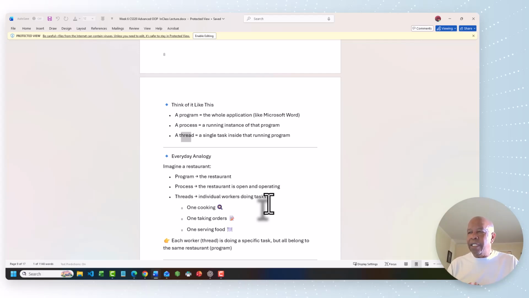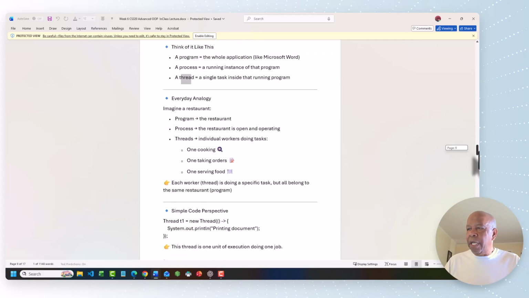Each one of those is a task. Okay, I can put those on separate threads so they're not interfering with each other. Now, one thing I can also do is run those in parallel. I can cook at the same time I'm taking an order. I have a chef doing the cooking, and a person taking orders and serving food. Each worker thread is doing a specific task, but all belong to the same program, and that's the restaurant. So that's an overview of how you might be looking at things.